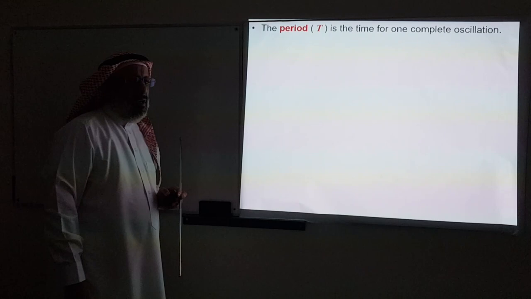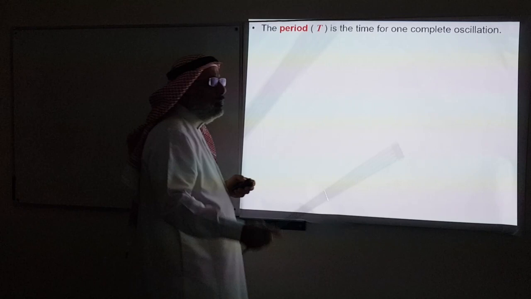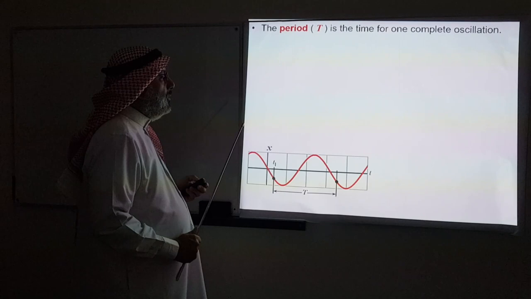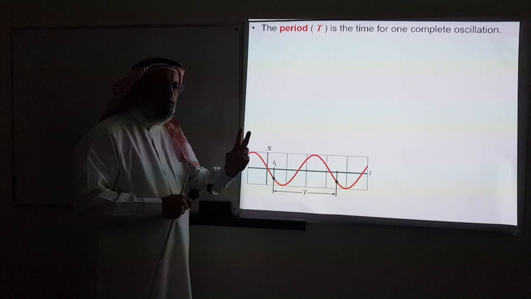The first quantity which characterizes oscillatory or periodic motion is the period. The period is something we have seen starting in chapter 4. It's the time to complete one oscillation, to make one full cycle or circle. That's called the period of the motion. Now, in general, you can pick any two points to find the period. The period is the time taken between two consecutive identical points.